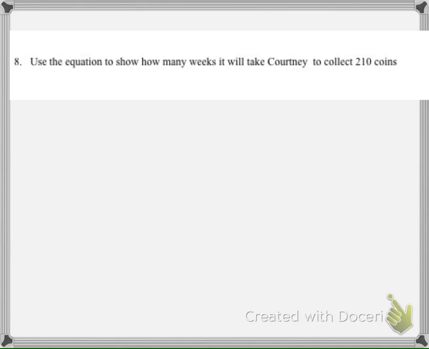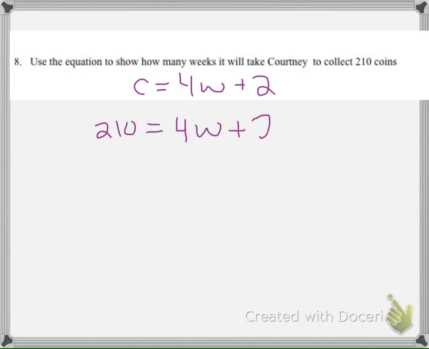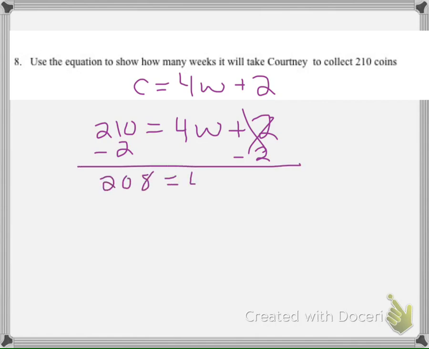Okay, use the equation to show how many weeks it will take Courtney to collect 210 coins. Again, this was my equation. And they're giving us coins and asking for weeks, and coins was C. So I'm going to substitute 210 in for C. And now I need to do some solving. So I do 210 minus 2 on both sides, because I want to get W by itself. So I have 208 equals 4W.